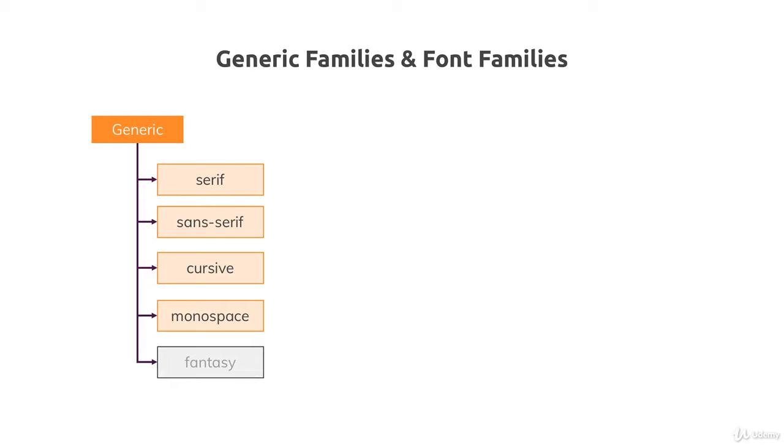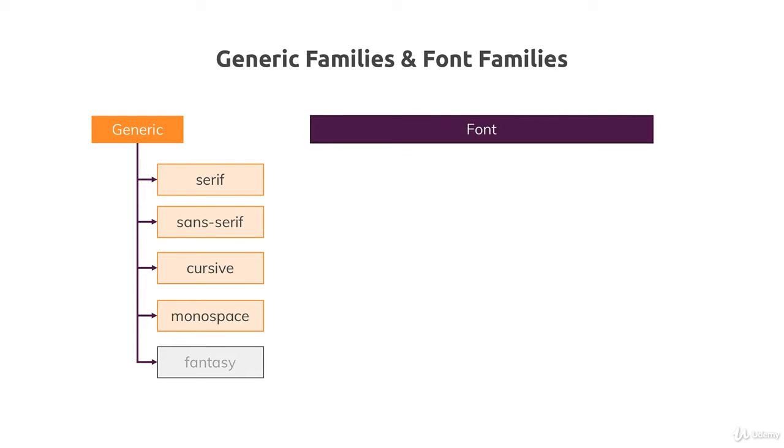I made fantasy a bit gray because it's not the most usual generic family you could use. We'll still have a look at it though. But the thing is that these generic families are kind of a headline, which therefore define a specific attribute of the fonts that are inside this generic family. For example, the cursive generic family includes fonts which are cursive. And by saying includes, this brings us to the font families, because that's actually more specific, and these are actually the different fonts we have inside our generic family.